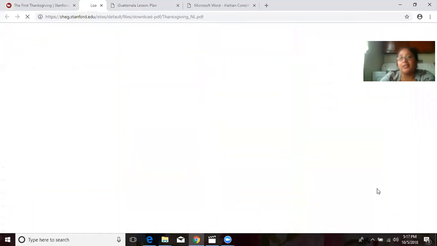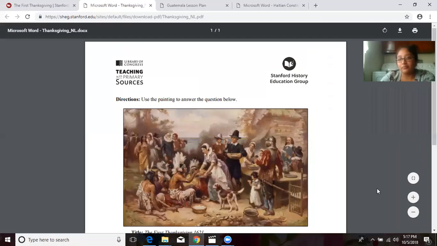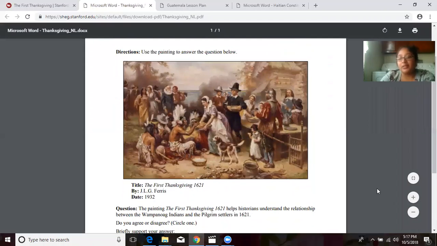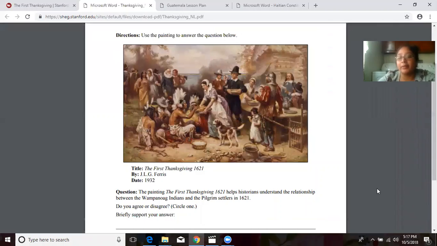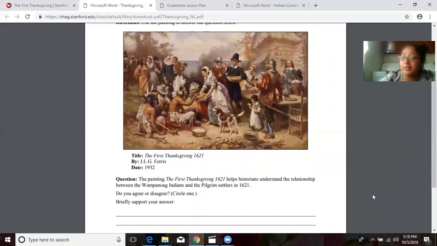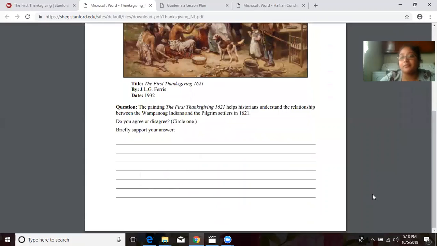Let's take a look at the assessment. So this is a painting, a depiction of the first Thanksgiving. The question the students are asked to answer is, well, I'm going to read the question. The painting, The First Thanksgiving, 1621, helps historians understand the relationship between Wampanoag Indians and the Pilgrim settlers in 1621. Do you agree or disagree? Briefly support your answer.